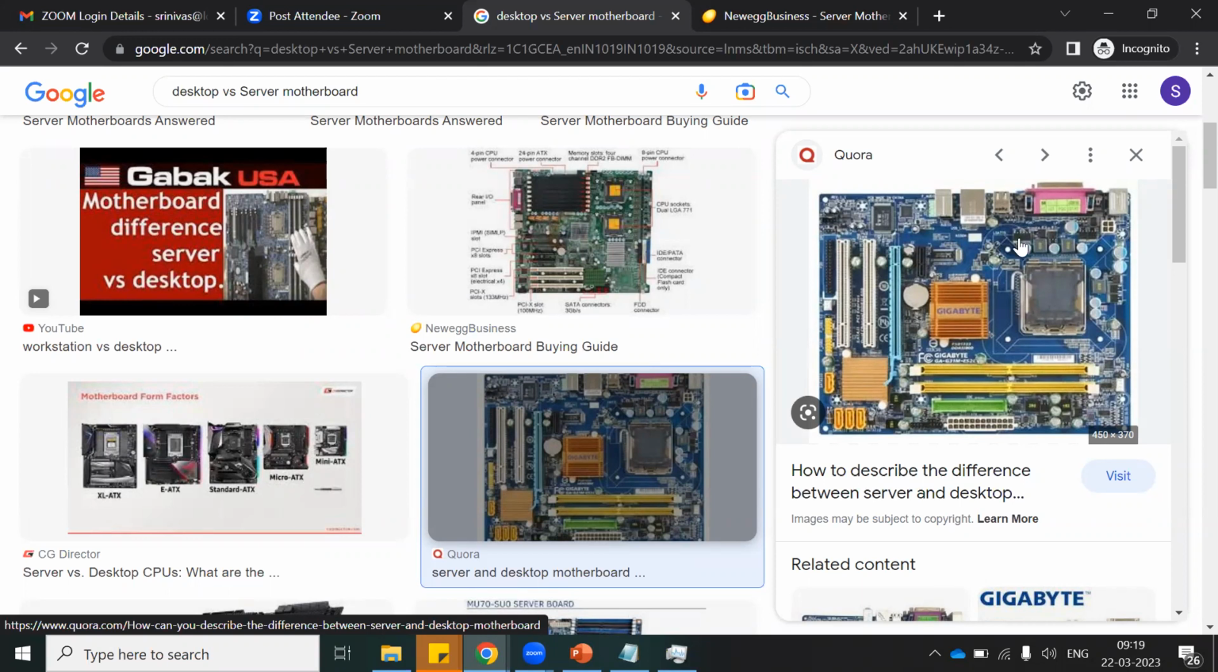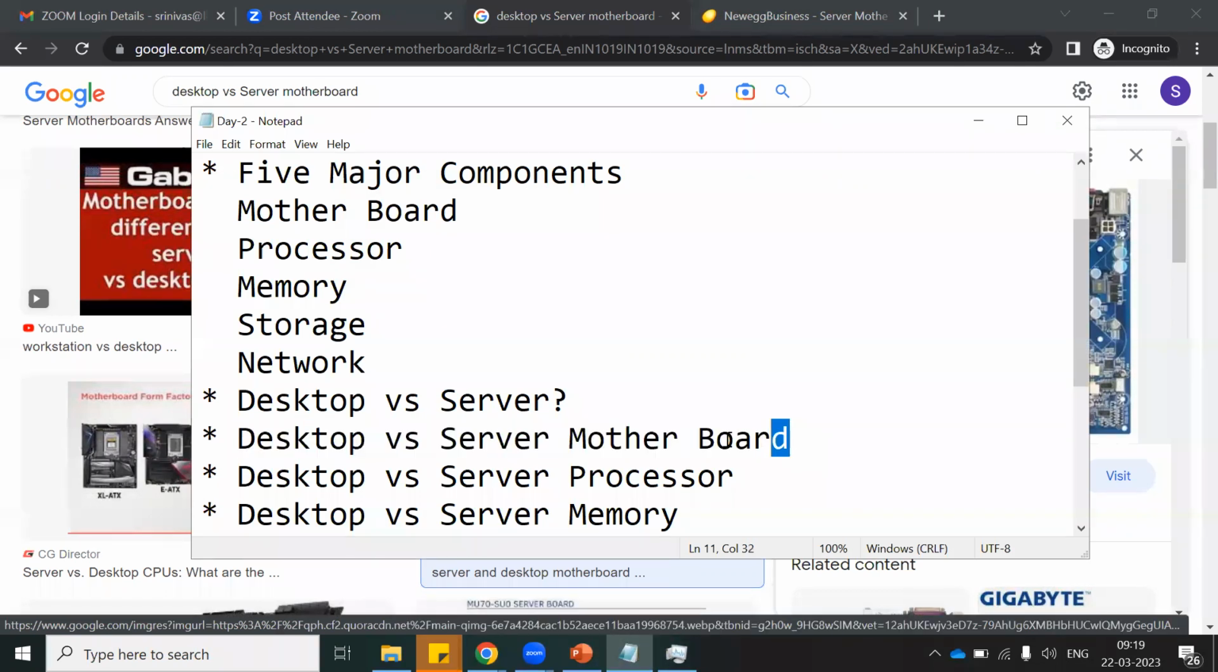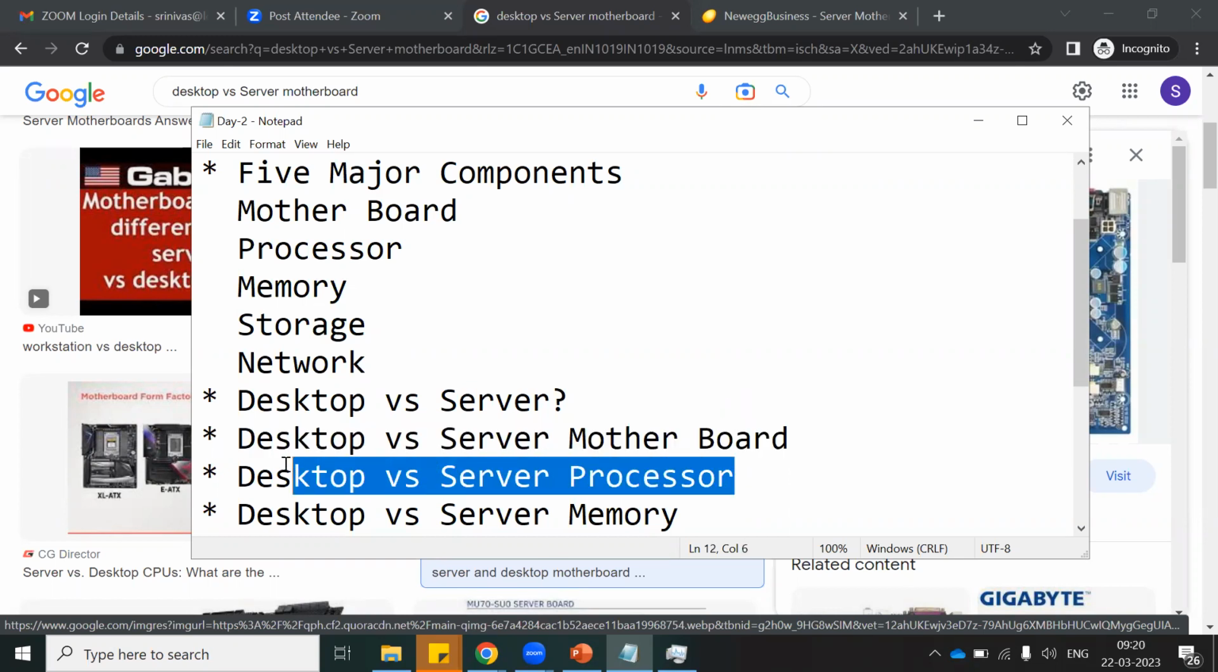Is it clear on the motherboard? What is the importance of the motherboard? That is the point we are going to discuss about desktop versus server motherboard. Okay, it is very much important during virtualization. Virtualization is nothing but we are going to host multiple servers on a single hardware. So we need to think about what kind of high performance server we need to choose. Okay. Coming to the desktop versus server processor.